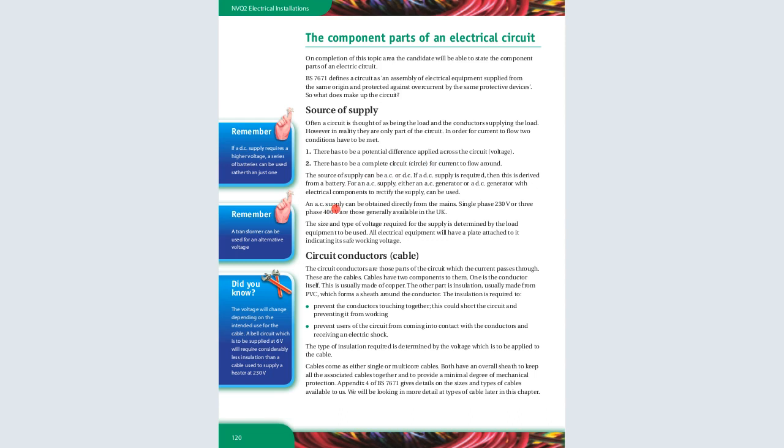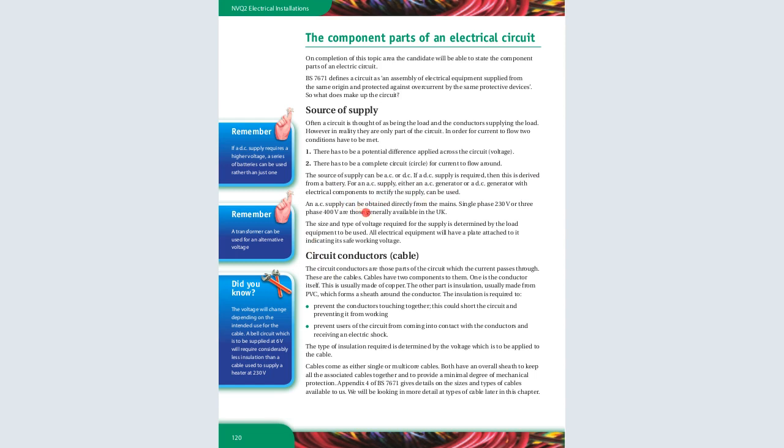So the source of supply can be AC or DC. If a DC supply is required, then this is derived from the battery. For an AC supply, then either the AC generator or a DC generator with electrical components to rectify the supply can be used.